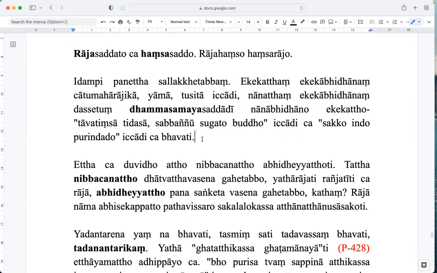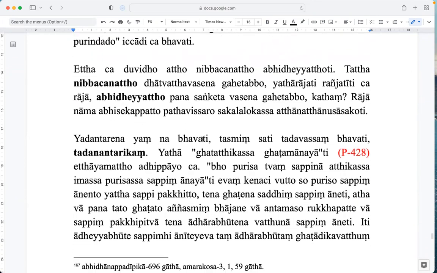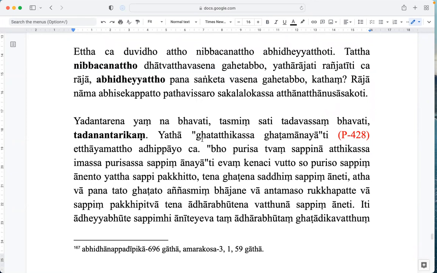So I will move to the next. And then next, so itta ja duido ato nebajanato abidi yato di. So duido ato, twofold meaning, and nebajanato, so analytical meaning, and abideyato. How to translate?